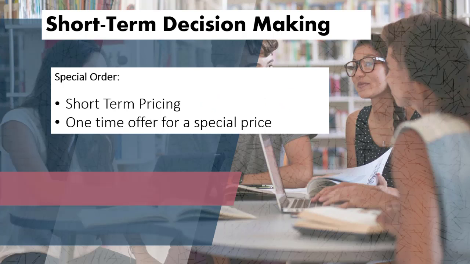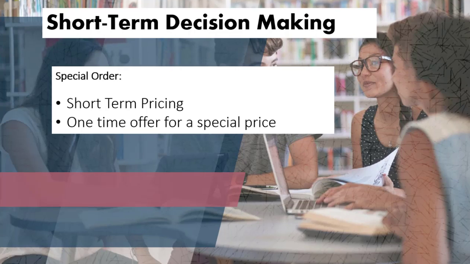Another situation that often occurs is what they call special orders, short-term decision making. In this situation, we've been approached for a one-time offer for a special price. For example, instead of just buying one action figure, maybe they want to buy bulk for their retail outlet. They want to buy thousands of our action figures. Well, in that case, they're not going to pay us our normal price.